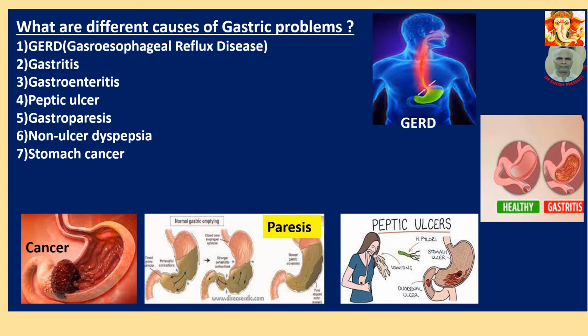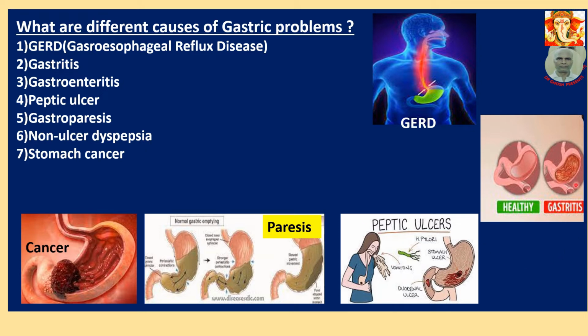What are the different causes of gastric problems? First, GERD or gastroesophageal reflux disease. This is the picture of GERD. The acid content is refluxed from the stomach up to the throat region. Mainly heartburn is the symptom: discomfort around the throat, behind the heart. This is the main symptom.